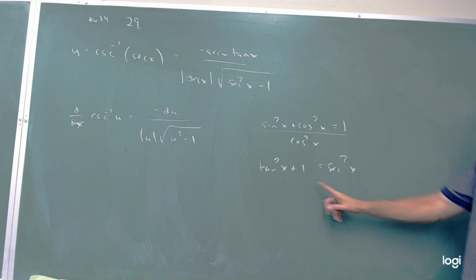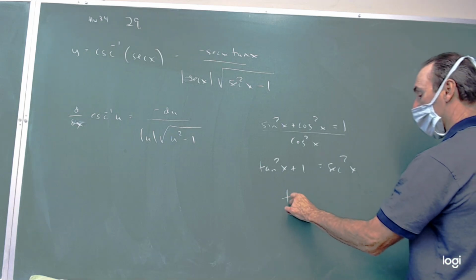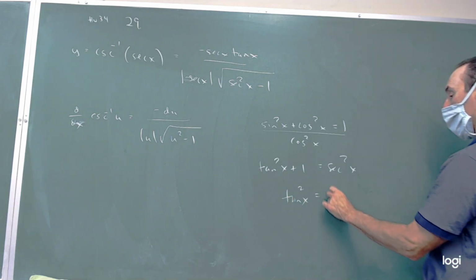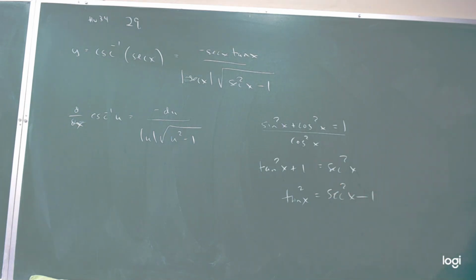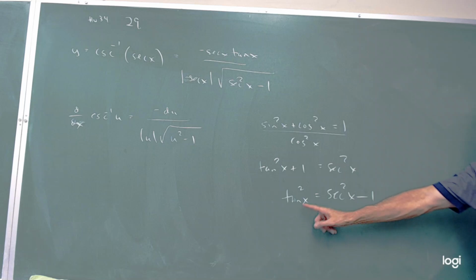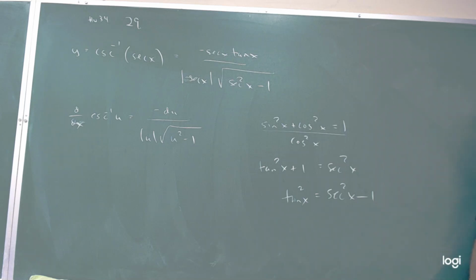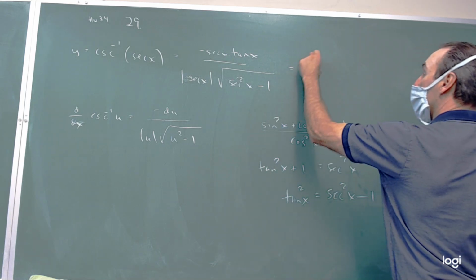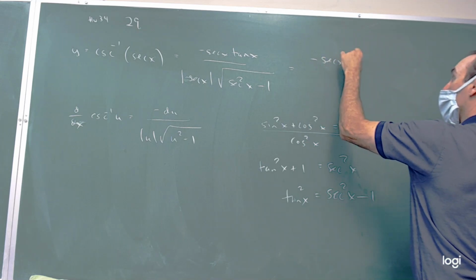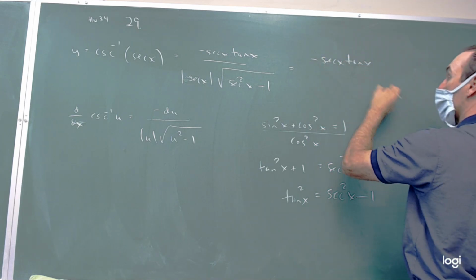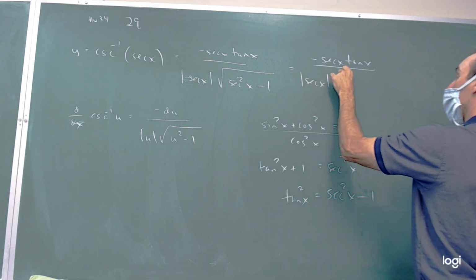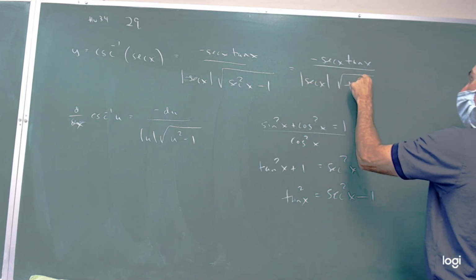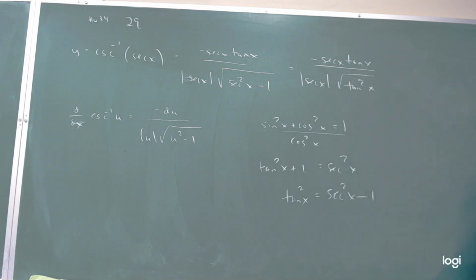So sure enough, if we subtract that 1 to the other side, we can see that secant squared x minus 1 is actually tangent squared x, which means we can replace the secant squared x minus 1 in the radical with tangent squared x. That makes sense so far? Now you're going to be a little bit careful.